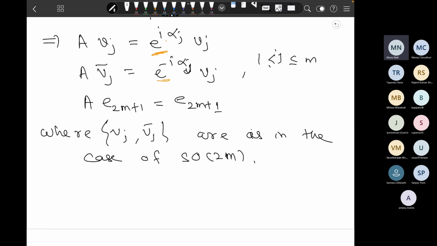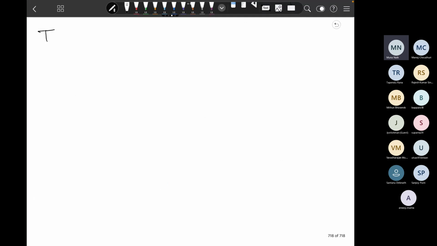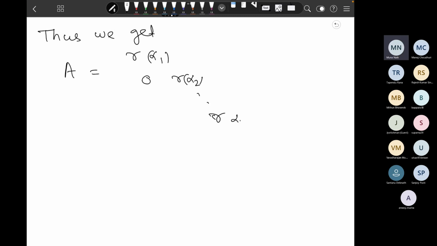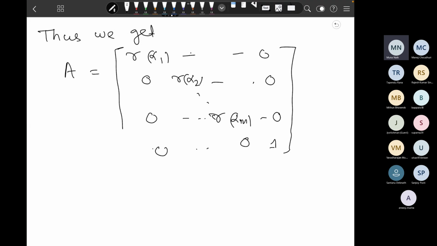Thus we get this thing: A will be the block diagonal matrix R alpha 1, R alpha 2, up to R alpha m, and the last coordinate is 1, with the other entries 0. Now I have to conclude this first.